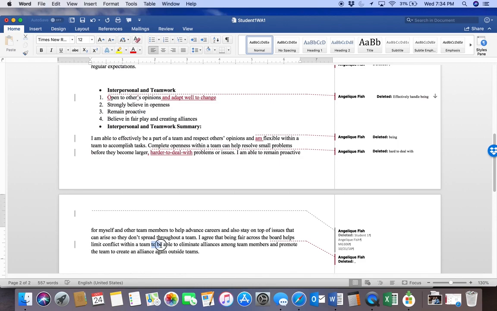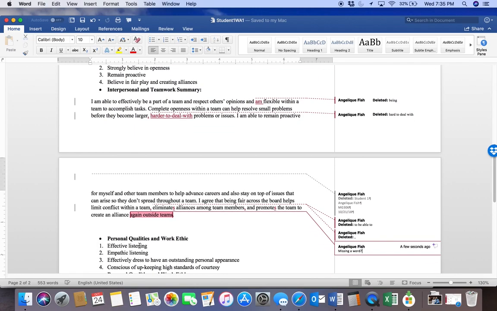And then maybe we just change this to, and eliminates alliances among team members and promotes. So actually, we're going to get rid of the and. We're just going to say this: helps limit conflict within a team, eliminates alliances among team members, and then we'll just add that comma back, comma, and. So we have a list now of 3 items. And promote the team. Promotes. Being fair promotes the team to create an alliance again outside teams. I don't know, missing a word maybe?